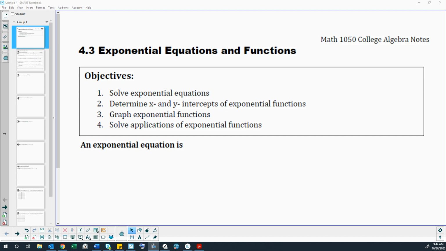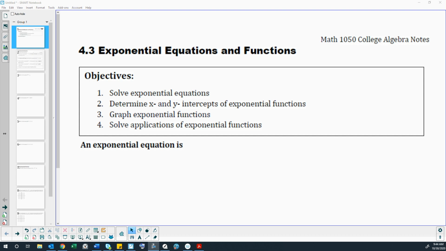In section 4.3, we've been focusing on logarithms and logarithmic properties. Now we're going to switch back to exponentials. This whole chapter we kind of go back and forth because they go hand in hand. So just a reminder about what an exponential equation actually is.